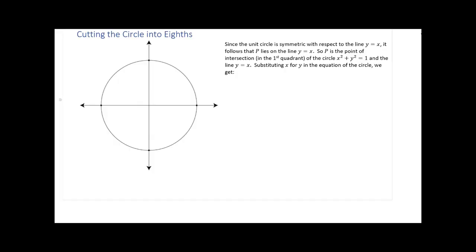Okay, so what do we mean by cutting a circle into eighths? Let's think about it. This was a quarter right here, a quarter of a circle. Well, what if we cut that in half? That would be an eighth. So starting at 0, 1, 2 eighths, 3 eighths, 4 eighths, 5 eighths, 6 eighths, 7 eighths, and we're back to 8 eighths. So we've cut it like a pizza into 8 slices.